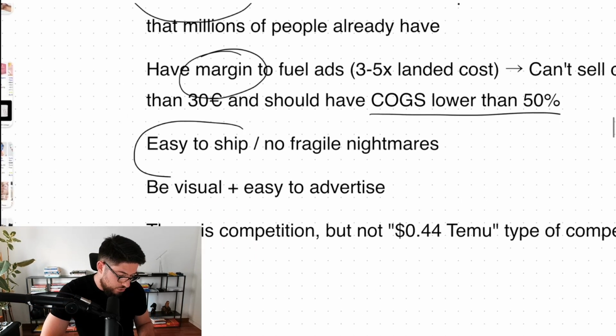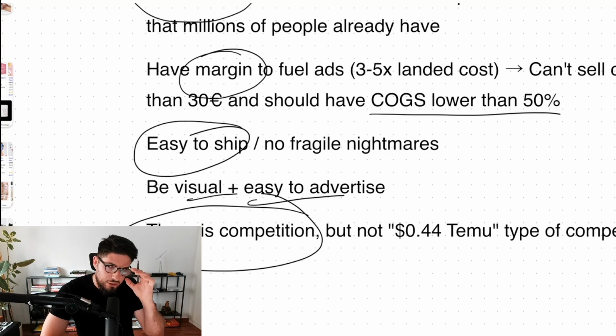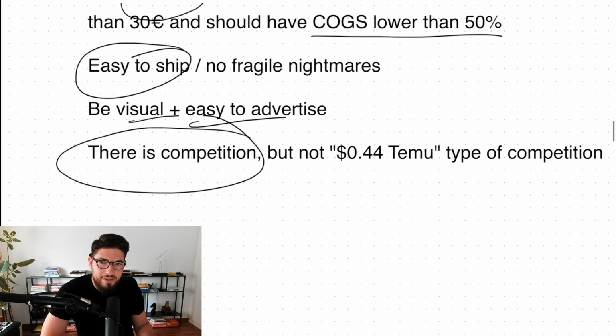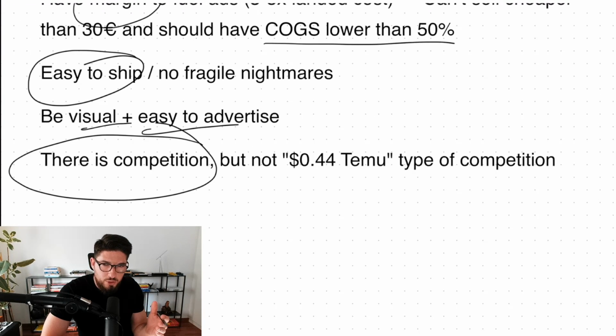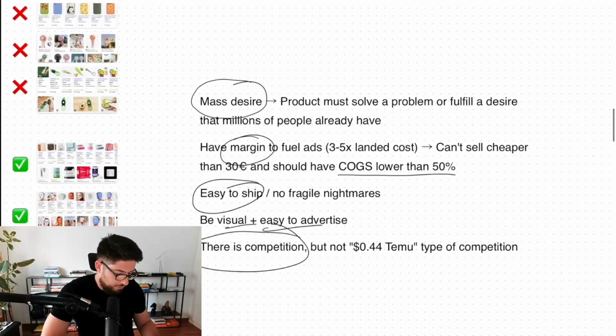It should be easy to ship, to not have issues later, visual, easy to advertise, and there's certain competition, but you don't have this annoying 44 cents Temu type of competition where Temu actually develops a really good product, and then how do you justify selling at $32? So that's a pretty cool formula, pretty easy.